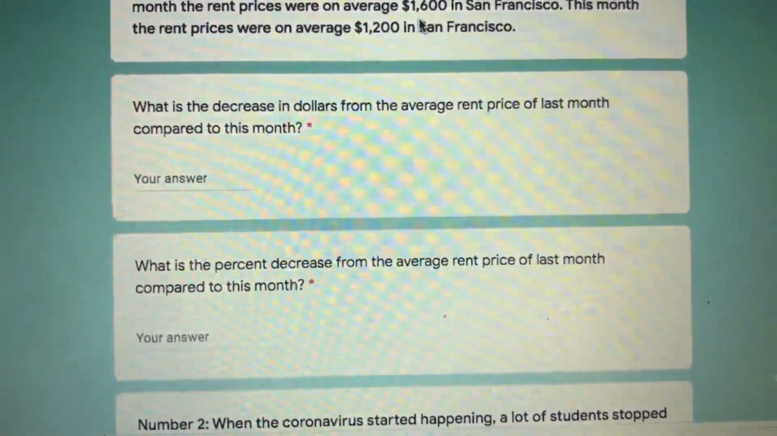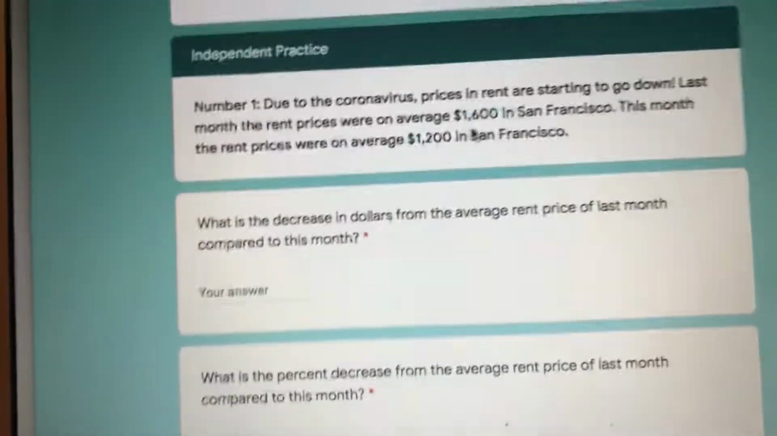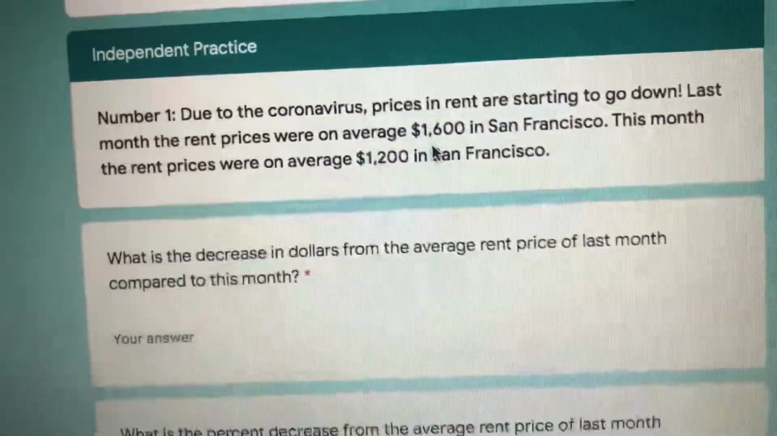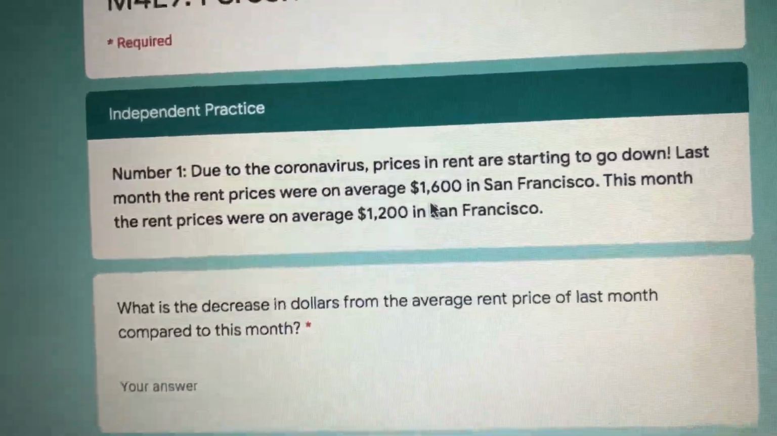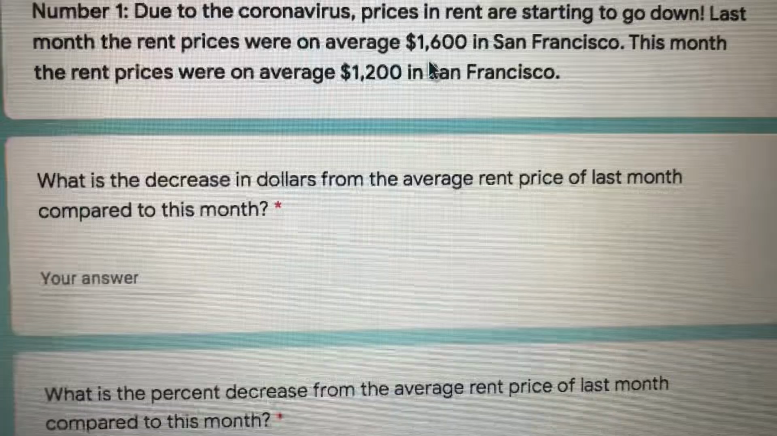Stuck on the independent practice? I got you. Here we go. What I'm going to do is I'm only going to help you start it. I'm not going to give you the answers. Now, if you're really stuck, that's when you call me and I'll help you.